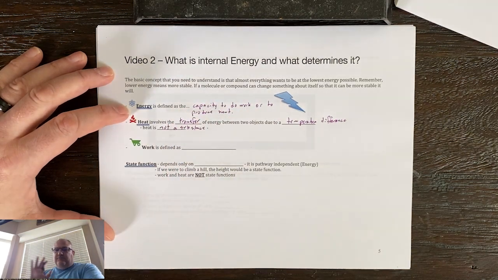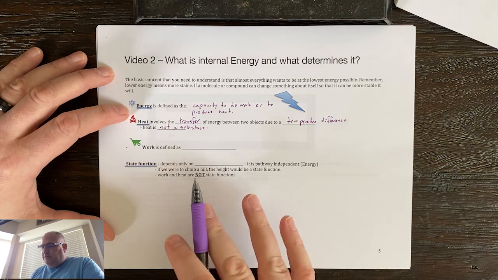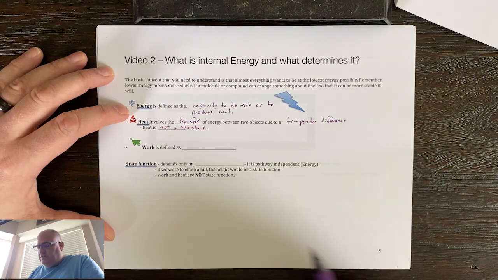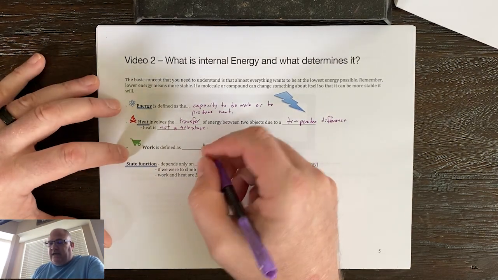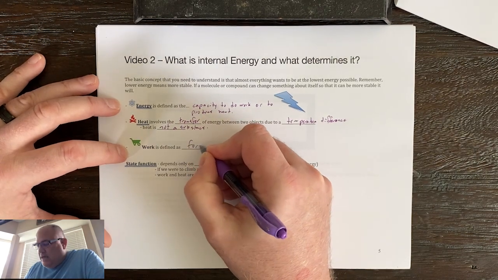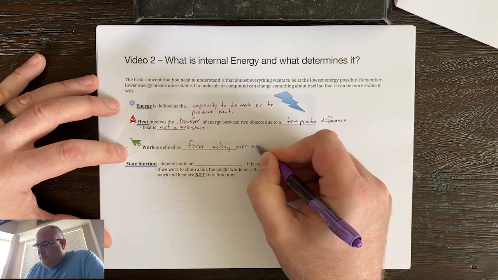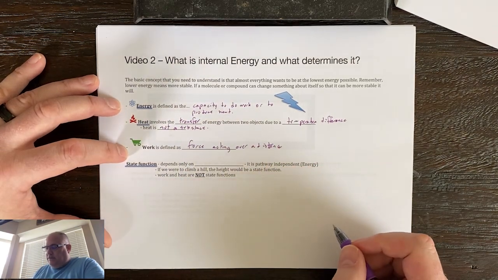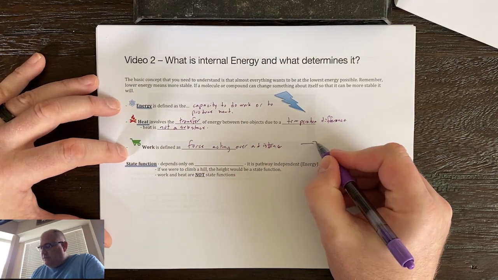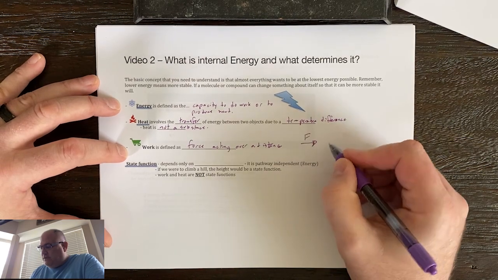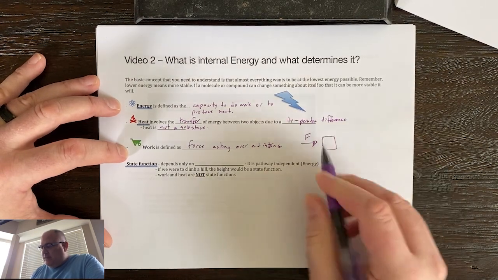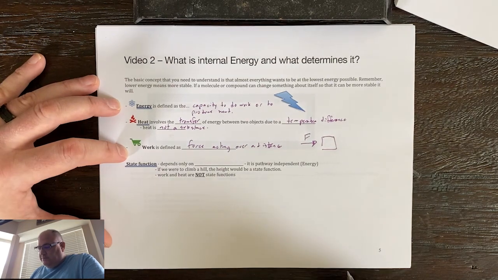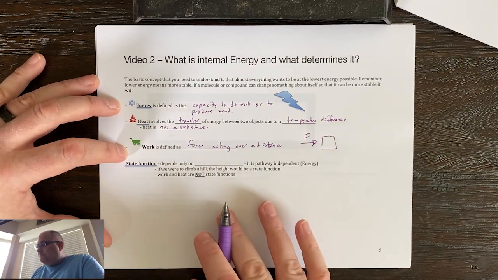The other part of our definition for energy is that it's the ability to do work, or capacity to do work. So we need to define work, and work is defined as a force acting over a distance. So if I just apply a force on something, let's say it's a box, and that box doesn't move, no work is being done. So just be aware of that.